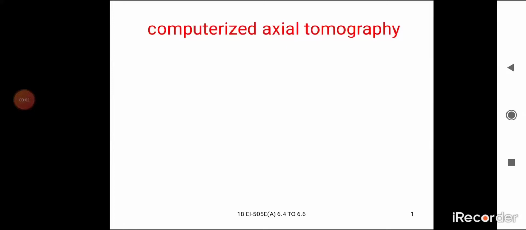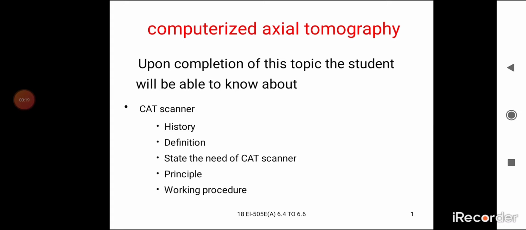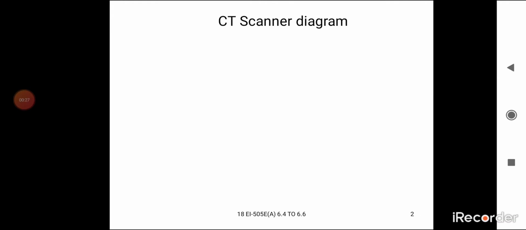Welcome to e-lesson on computerized axial tomography, simply we can say CAT. Upon completion of the topic, the student will be able to know about the CAT scanner, its history, definition, need of the CAT scanner, principle, working procedure and applications.